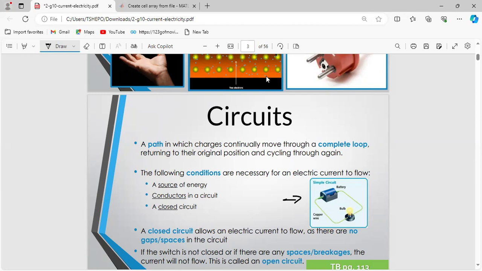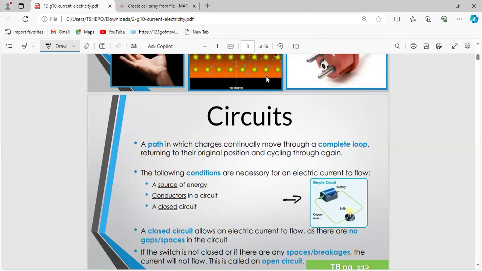And it's a complete loop because it doesn't have any leakage, it doesn't have any opening. That's why we say it's a complete loop. The charges return to the original position and cycle through again. So a circuit is a path where there are charges continually moving inside of this closed loop. Okay, that's what we mean by a circuit.